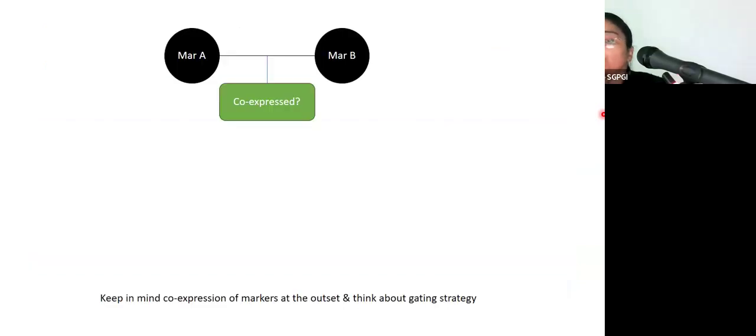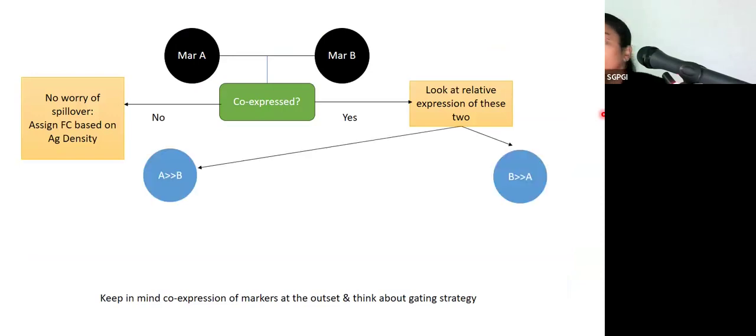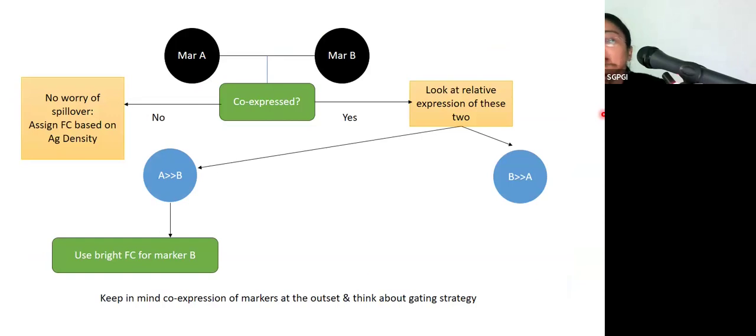So a key point to also remember is the co-expression of markers. So marker A and B, ask yourself if they are co-expressed. If they are not, you don't have to worry. You can assign the fluorochrome based on antigen density. However, if the markers are co-expressed, think about which marker is more abundant than the other. So if A is more than B, then you use a bright fluorochrome for B, and use a relatively dim fluorochrome for A.